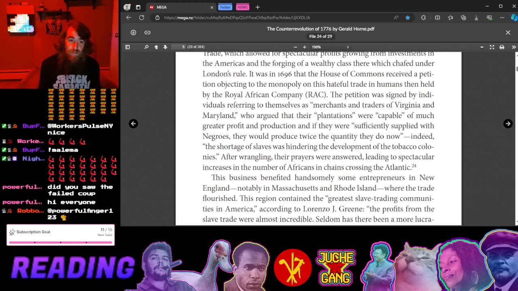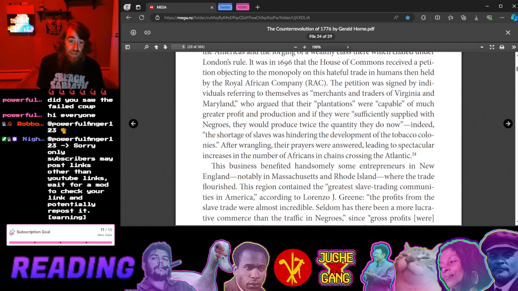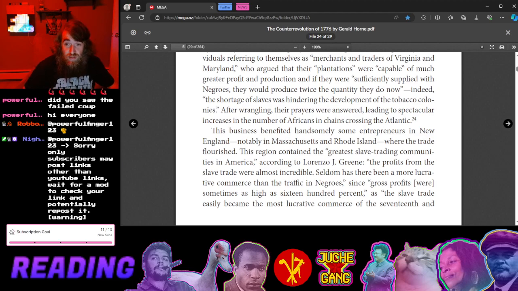The petition was signed by individuals referring to themselves as merchants and traders of Virginia and Maryland, who argued that their plantations were capable of much greater profit and production, and if they were sufficiently supplied with Negroes, they would produce twice the quantity they do now. Unquote. Indeed, the shortage of slaves was hindering the development of the tobacco colonies. After wrangling, their prayers were answered, leading to spectacular increases in the number of Africans in chains crossing the Atlantic.